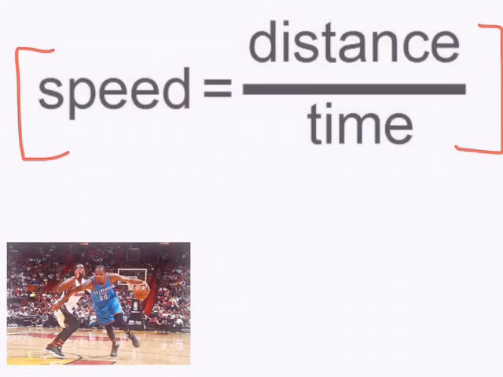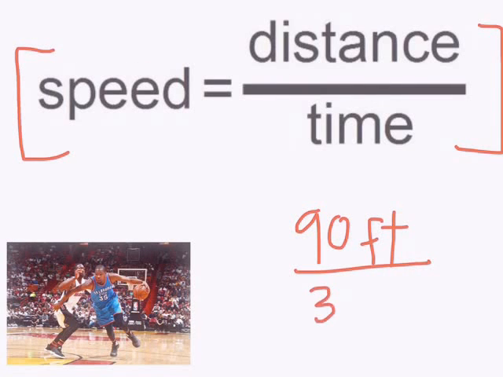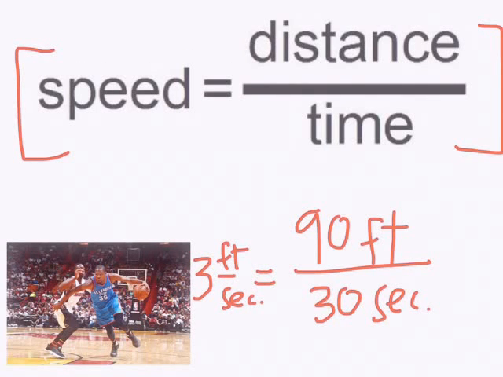So as an example, let's say that KD runs 90 feet down a basketball court in a total of 30 seconds. If that's true, then his speed would be 3 feet per second. Just divide. This would make sense because KD is a really fast runner.